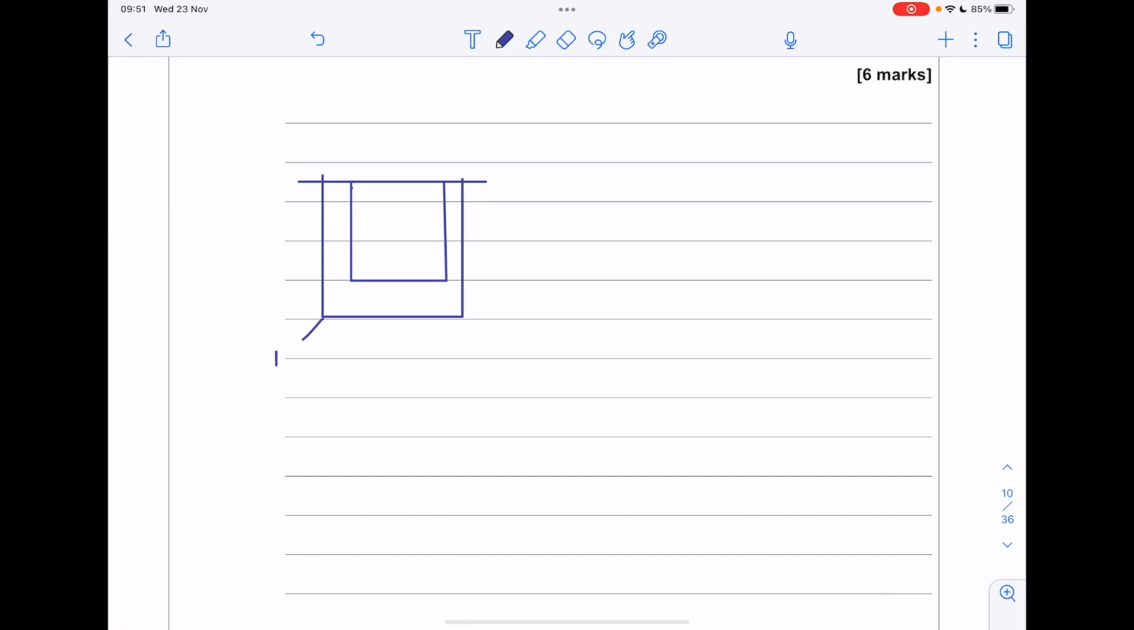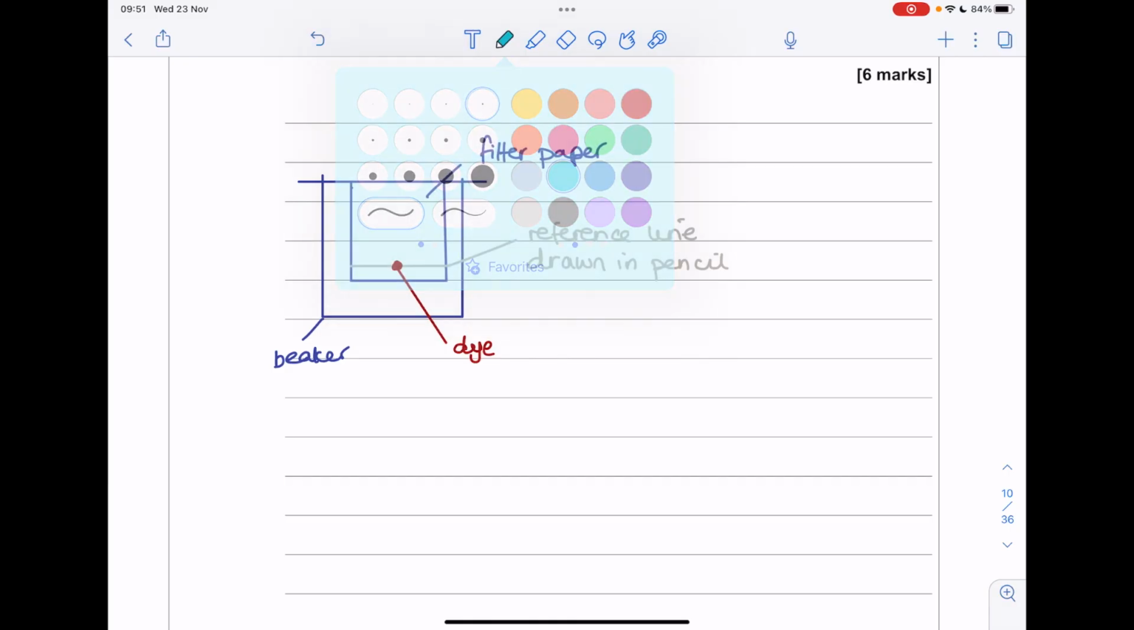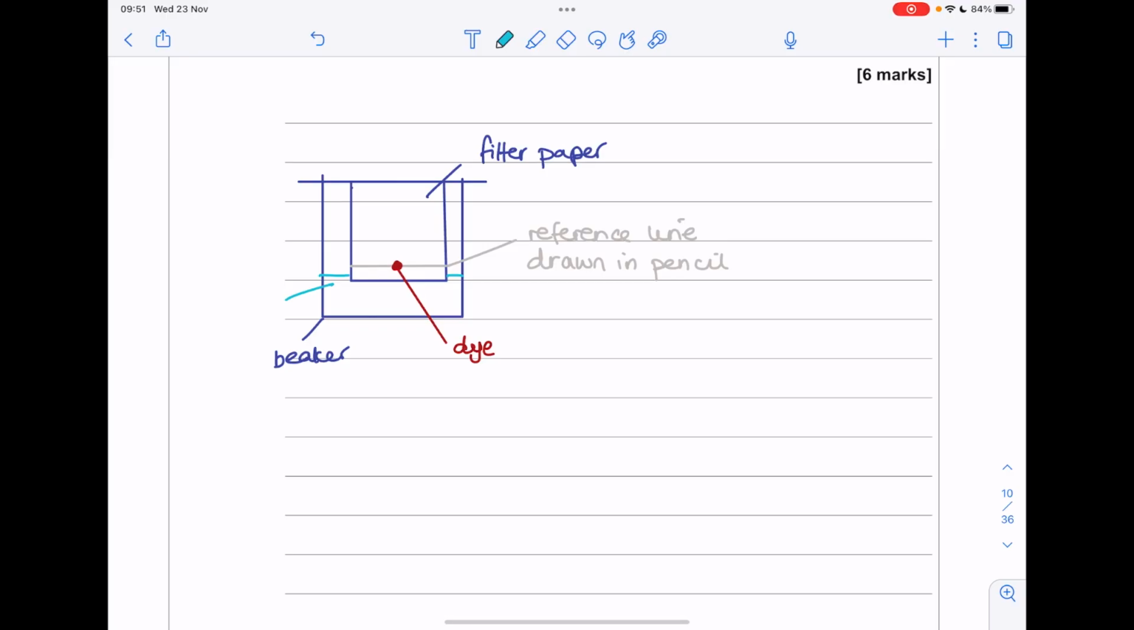So what I've drawn so far, here's your beaker, here's your filter paper, which you hang off the pencil. You need a reference line, which we draw in pencil because that's insoluble. Then you add your spot of dye, and then remember you need to dip your paper in your solvent, which tends to be water. It could be alcohol, to be fair. But that just also needs dipping lower than the reference line so that when it starts soaking up the paper, it will draw your ink dot up with it.